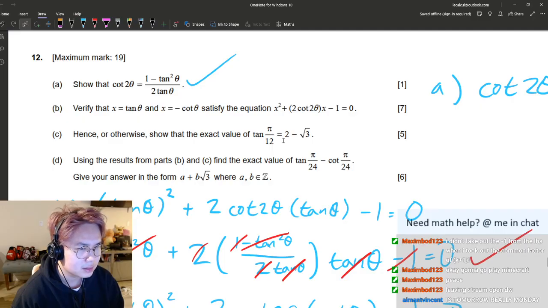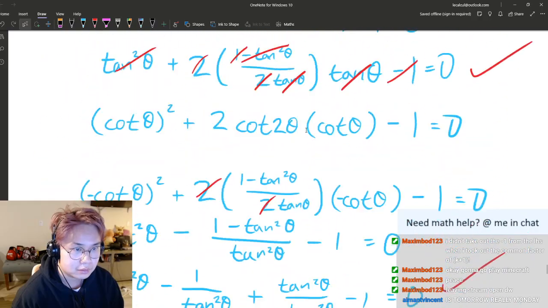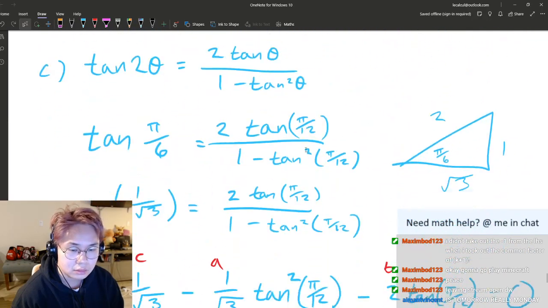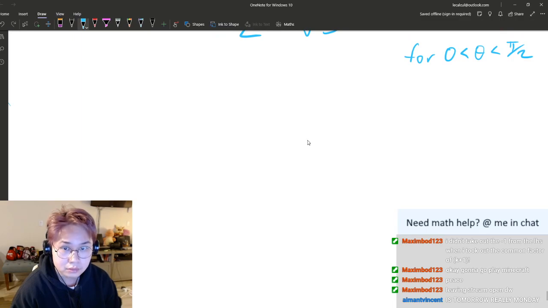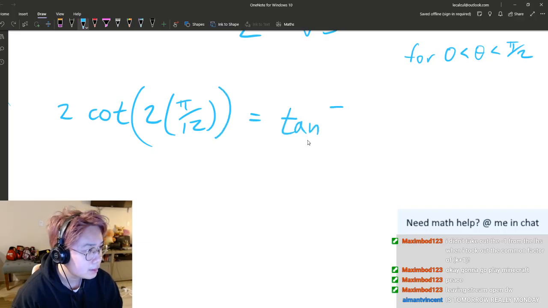And we know if we add the 2 roots, this is the coefficient of the x term. So 2 cotangent 2, and then the angle is pi over 12. This needs to be equal to tan pi over 12 minus cotangent pi over 12.